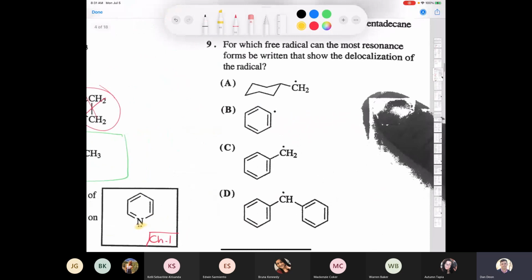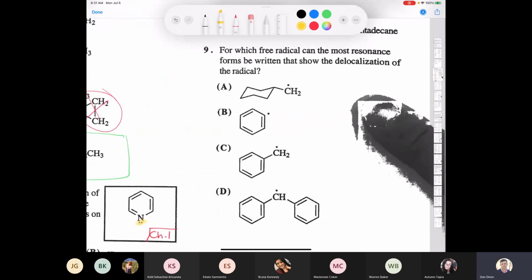And yes, that is my finger in there. I couldn't get the book to stay open. So this is chapter 10, the radicals chapter. It says, for which free radical can the most resonance forms be written that show the delocalization of the radical? I'll just throw that out there to my students. I bet somebody's got an idea.